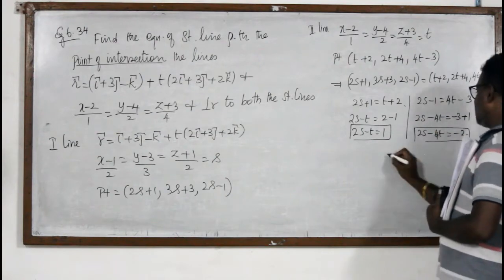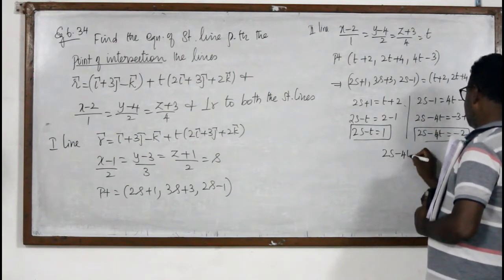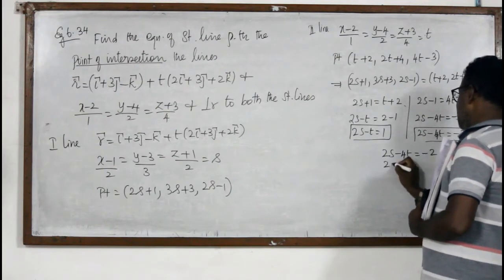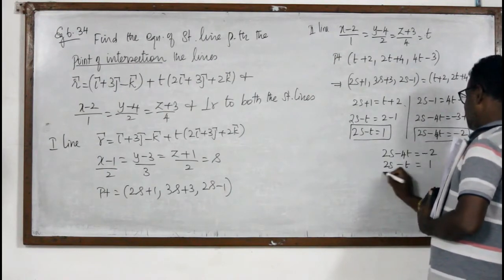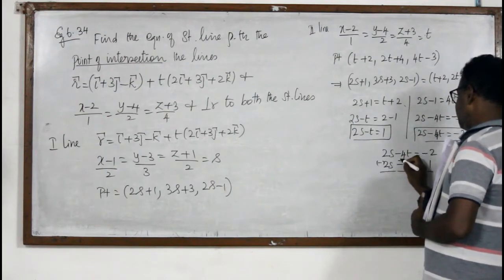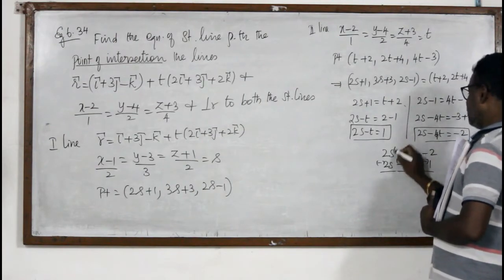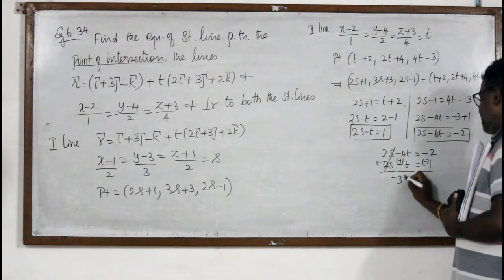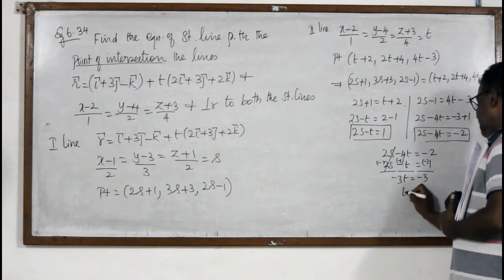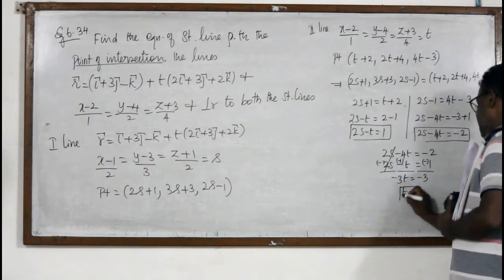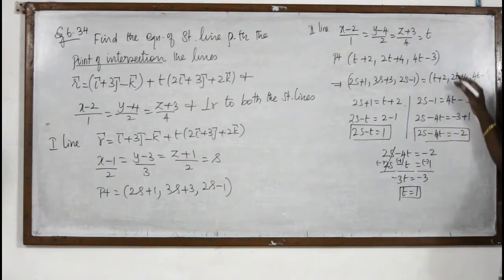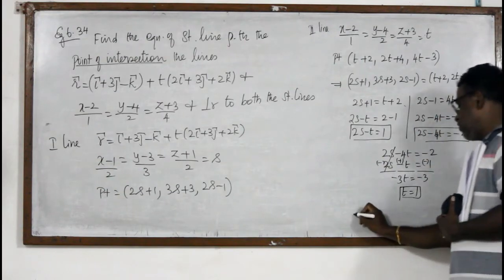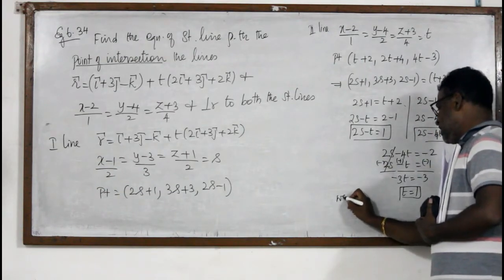We shall solve these two equations. 2s minus 4t equal to minus 2, and 2s minus t equal to 1. Subtracting, 2s cancels. Minus 3t equal to minus 3, so t equal to 1. Don't need to find s. If I substitute t, I will get the point. Therefore, the point is when t equal to 1.